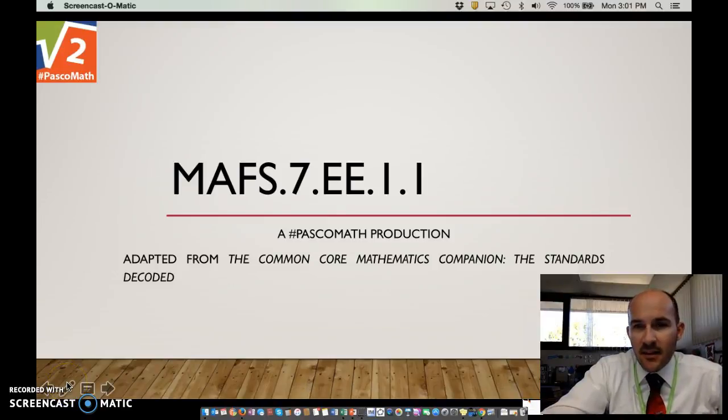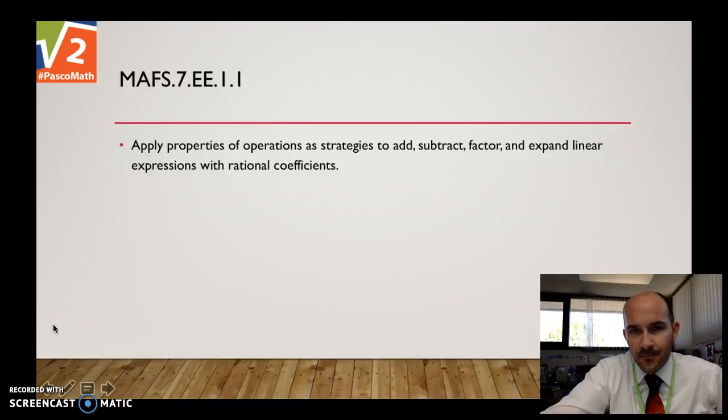Today we're going to look at the standard MAFS 7.EE.1.1. We're going to unpack that standard a little bit, look at what the teacher should be doing in the classroom as well as what the student should be doing to show mastery of the standard, as well as maybe anticipate some misconceptions our students have and how we can address those. So let's go ahead and get started.